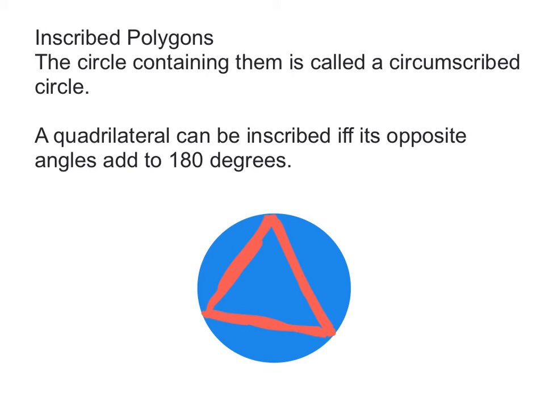All right. So looking at inscribed polygons, this blue circle that is containing this triangle would be called a circumscribed circle because all of the edges of the triangle are happening on the edge of the circle. A quadrilateral, a four-sided figure, can be inscribed if and only if its opposite angles add to 180 degrees. That's the only way that it will fit inside our circle. So let's take a look at one of those.